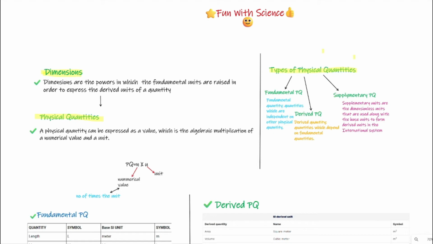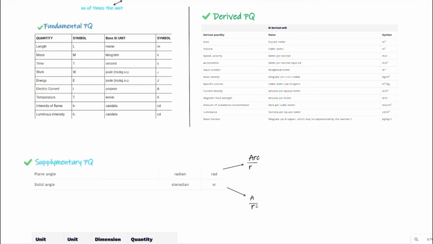These are the charts which will tell about the fundamental physical quantities, derived physical quantities, and the supplementary physical quantities, with proper symbols and their names. Fundamental physical quantities: number 1, length, whose symbol is L and its base unit is meter. Its symbol will be m. In this way this whole chart is formed. Generally the first three, length, mass, and time, are used most of the time for making the dimensions. Others are also used, but these three are used most of the time.